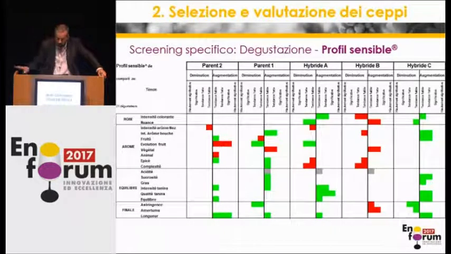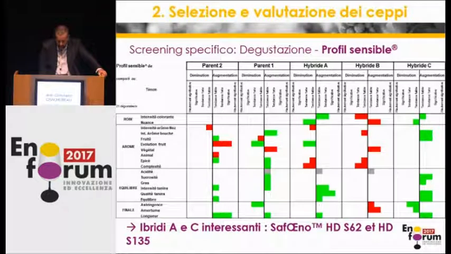Hybrid C only has green characterizations, green boxes. There are no significant differences, but all positive characteristics, and it seems to point to better quality, better roundness, intense aroma, overall balance, and a very interesting finish with less bitterness and less astringency.